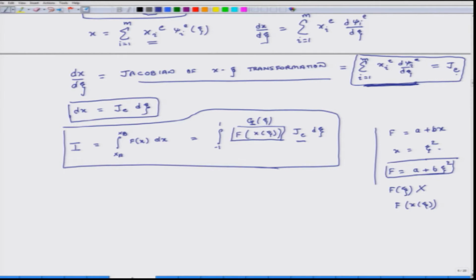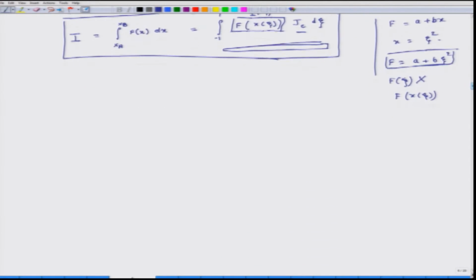So, dx can be written as Je times d zeta, and then if I am interested in finding the integral of f(x) over the domain xa to xb, in the natural coordinate system it can be expressed in this form. This is the form we will use when we do the numerical integration using the Gaussian quadrature scheme. We still are not there at Gaussian quadrature, but we are getting close to that.